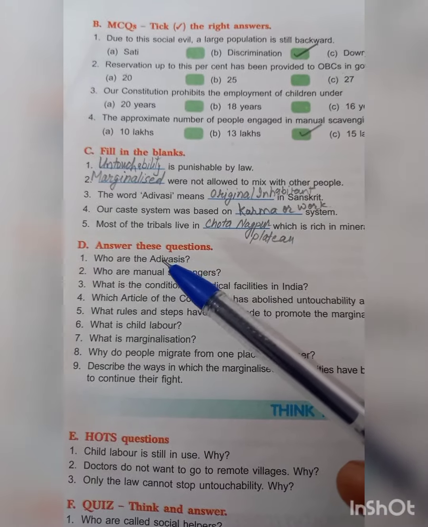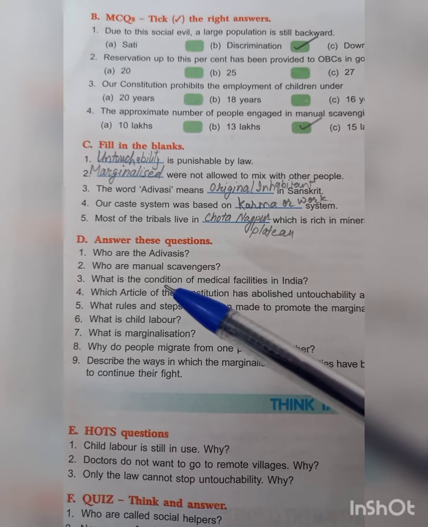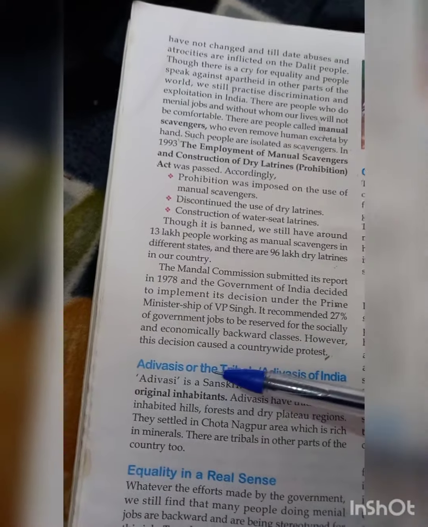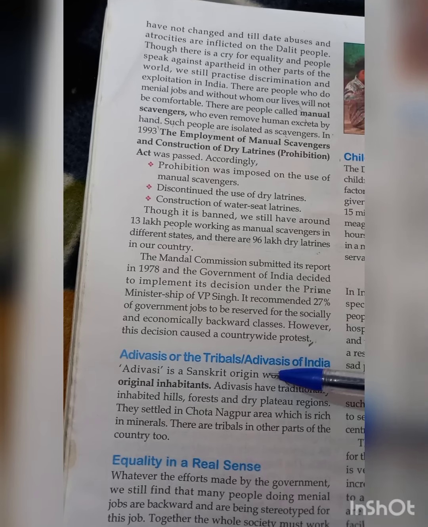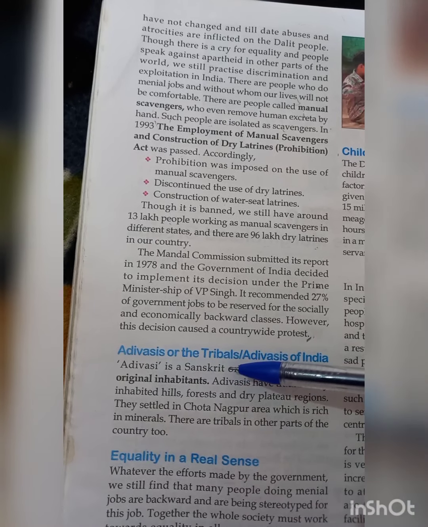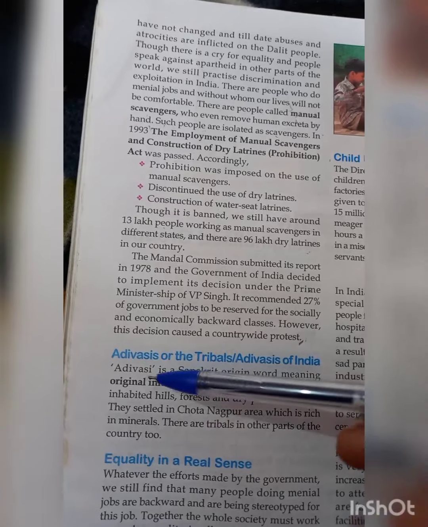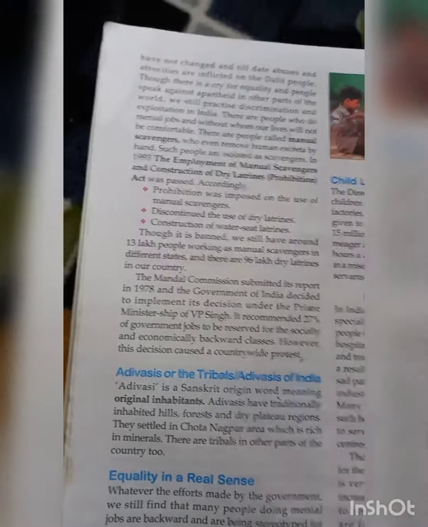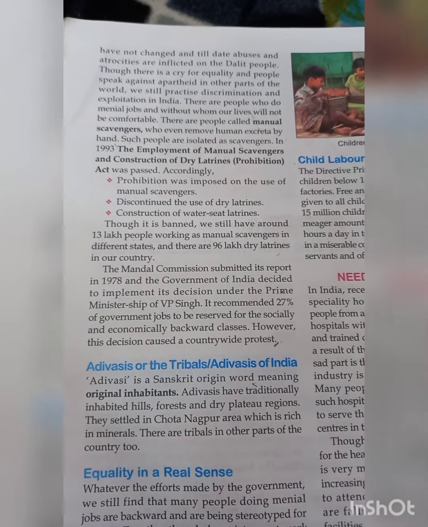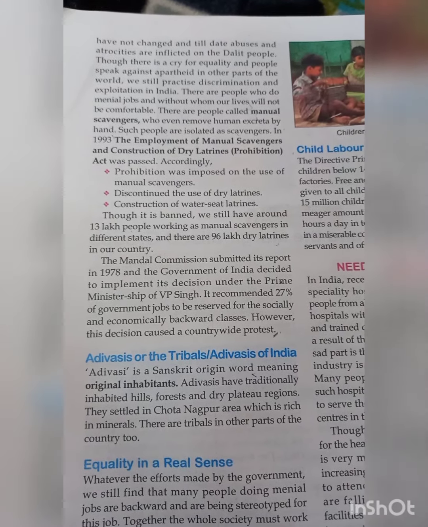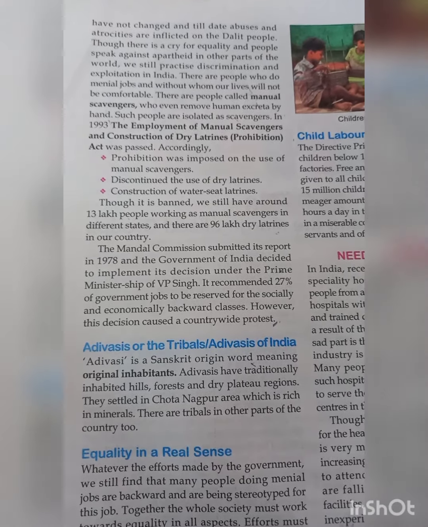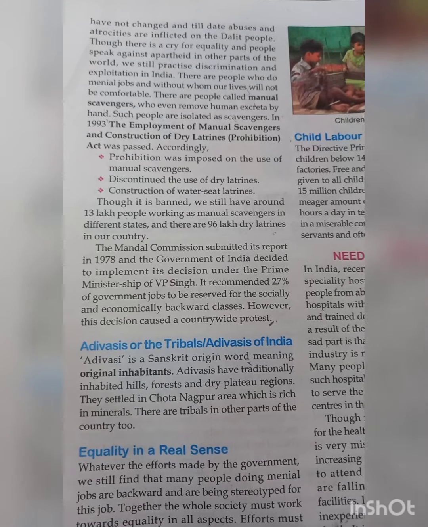Now the question answers are there. First question is: who are Adivasis? So its answer is given here on page number 198. Adivasi is a Sanskrit origin word which means the original inhabitants. Adivasis have traditional inhabitation in hills, forests and plateau regions. So basically we can say that Adivasis are the people who lived in the hills and the deep forest away from the general people.